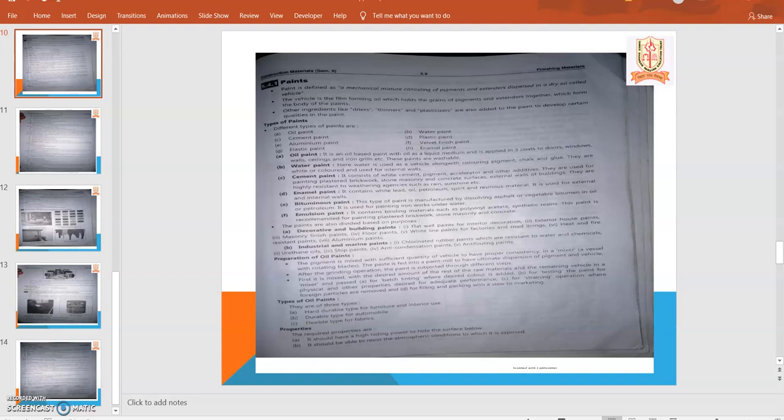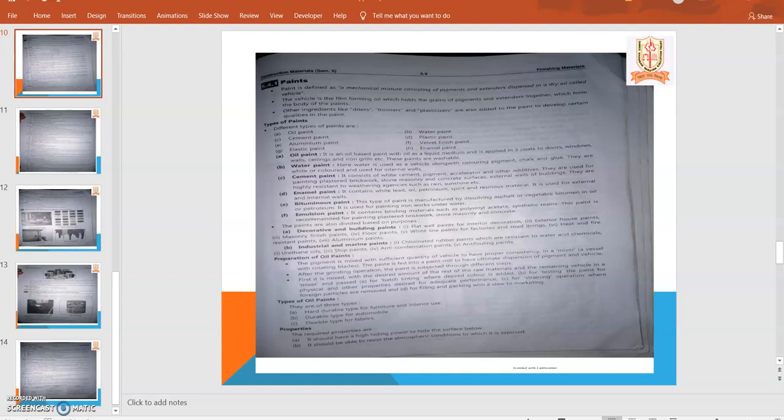Then the types of oil paints are of these types. First, hard durable type which is applicable for furniture and interior use. Then durable type for automobiles. Then flexible type for fabrics.